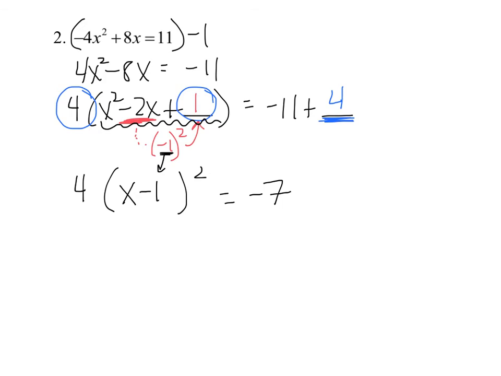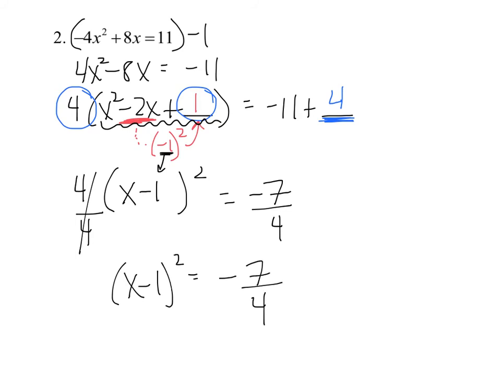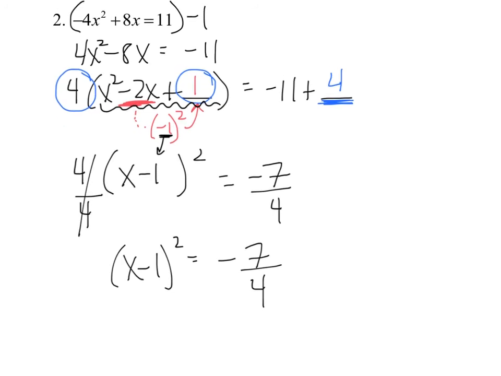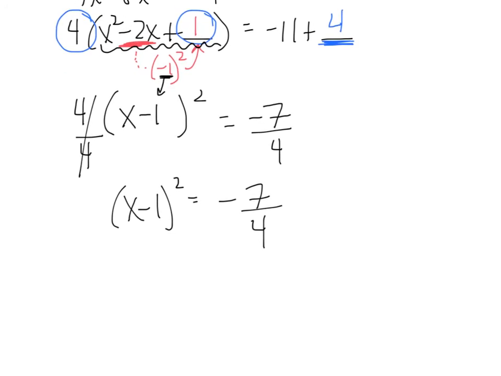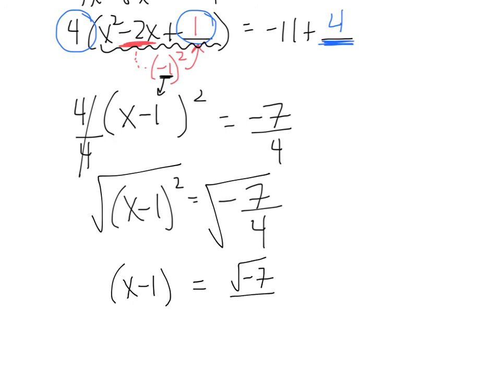So now before I square root both sides, remember you want to divide both sides by the 4 to cancel that, so that we have only the quantity squared left over on the left. And then we have x minus 1 squared equals negative 7 over 4. Okay, now from here, we're going to square root both sides. So I get just x minus 1 on the left equals, and then I have the square root of negative 7 over the square root of 4. You can square root them individually for the fractions.